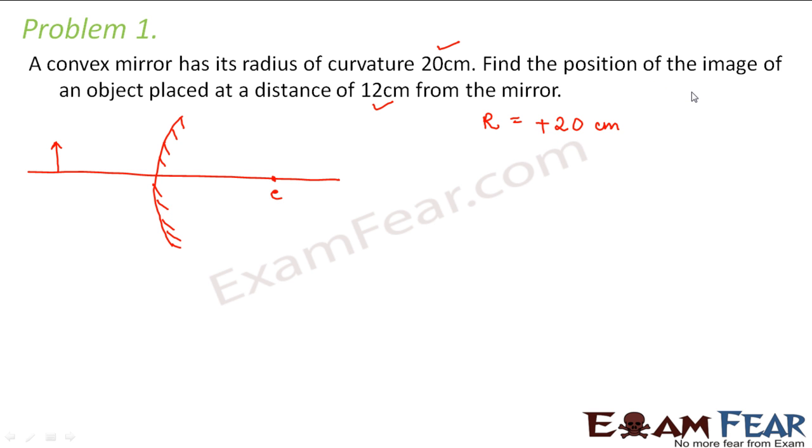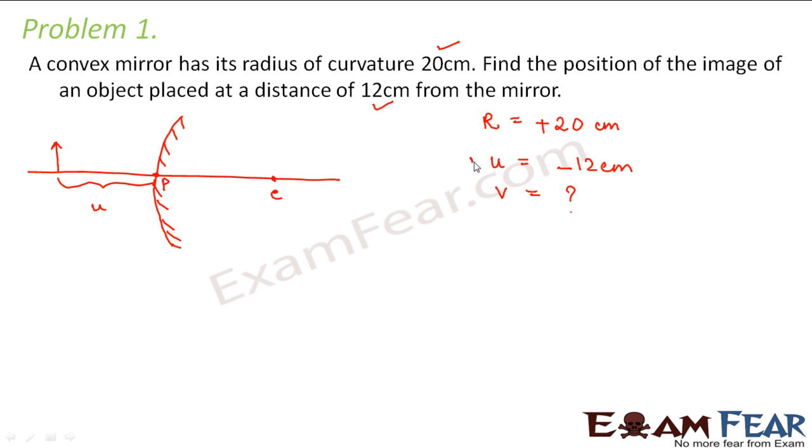Find the position of the image of an object placed at a distance of 12 centimeters from the mirror. Now the object is always placed on the left hand side of the mirror, right? And all distances will be measured from the pole. So this is my object distance u, and the object distance is 12 centimeters. Since it is on the left hand side of the pole, it would be negative. So we have to find the position of the image. That means we will have to calculate the value of v. So we will make use of the mirror equation.